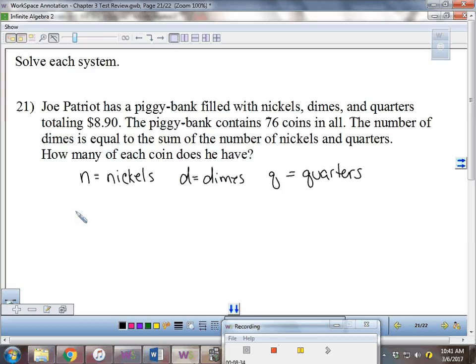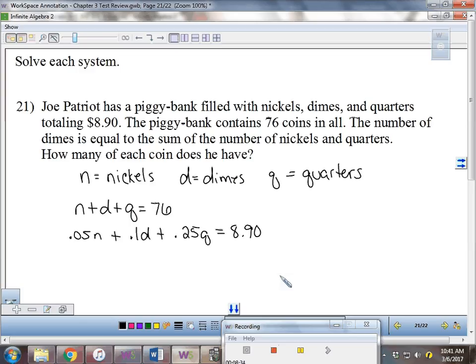Okay, so we know that there's 76 coins altogether. So nickels plus dimes plus quarters equals 76. That's one equation. Then you've got an amount of that. Well, we know that every nickel is 5 cents, so 0.05 times n, plus every dime is 10 cents, so 0.1 times d, plus every quarter is 25 cents, so 0.25 times q. And that totals $8.90.